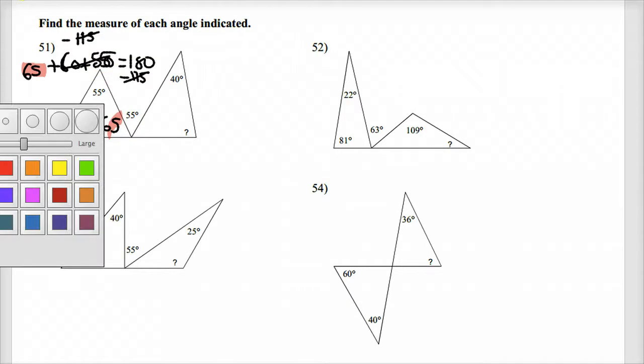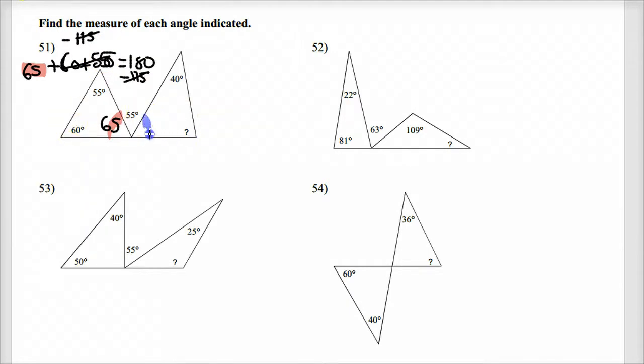Now I want to go for this blue angle right there, because I know 65 plus 55, plus the blue, all together make a straight line. They make a straight line right there. So that's 180 degrees. 65 and 55, that's 120. So if I subtract 120 from both sides, I would find out that this blue is equal to 60.